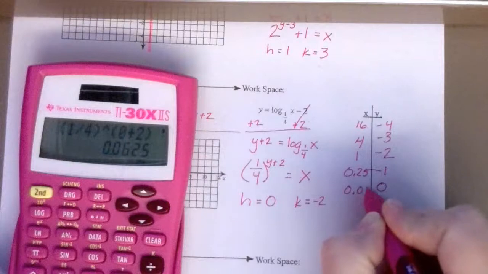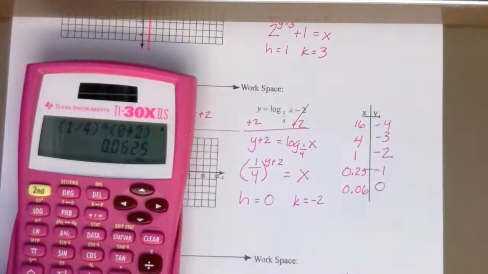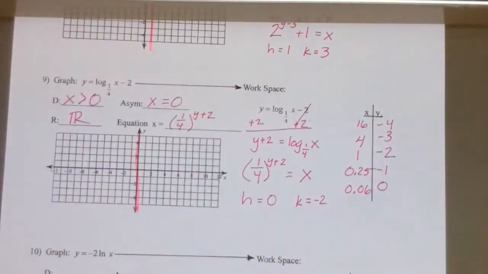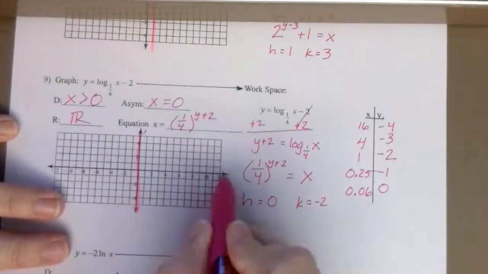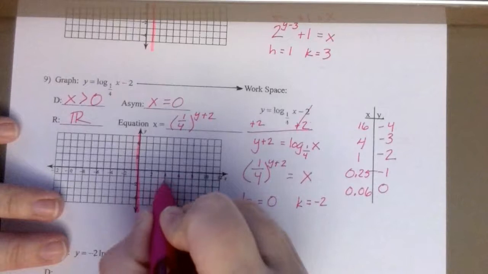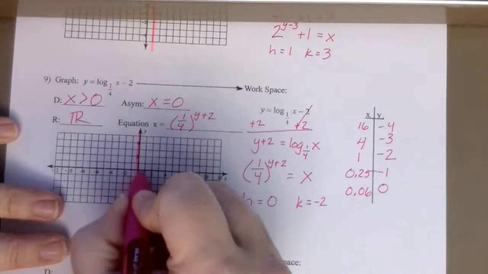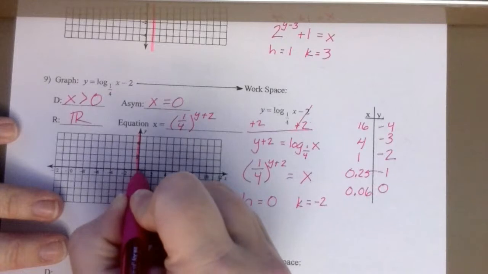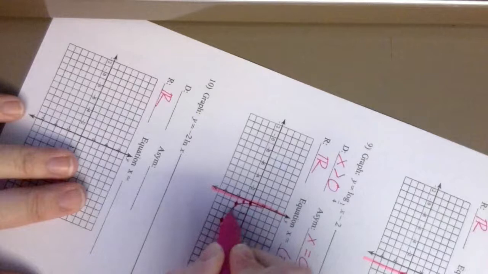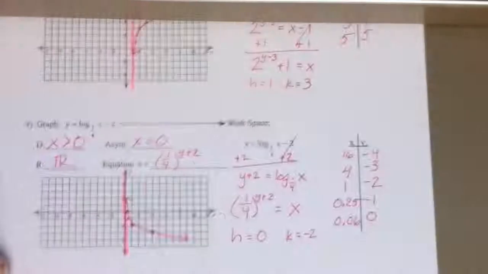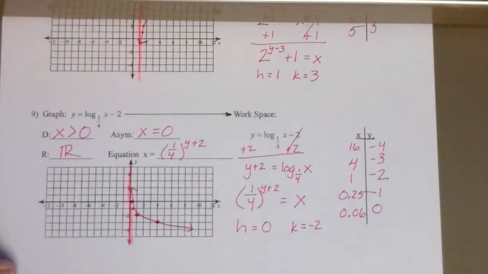0.06, I'm just going to say. I know a lot of them I only give one digit past, but you don't want your x value to be 0, because that would be on the asymptote. So 16 at -4, which is off my graph, 4 at -3, 1 at -2, 0.25 at -1, and 0.06. And that's what my graph should look like. Questions there?